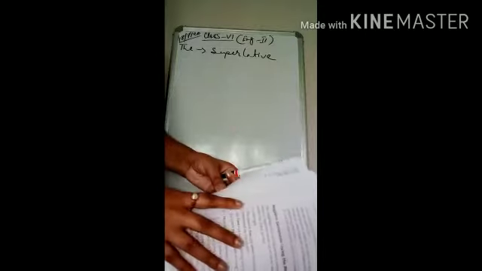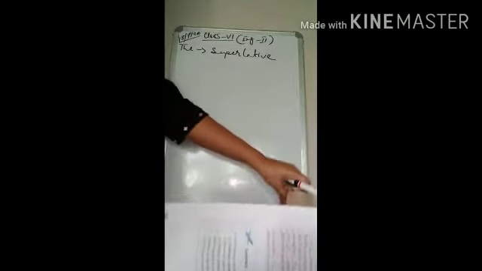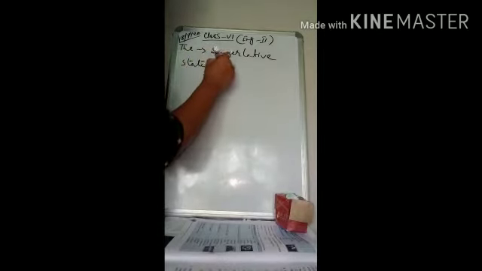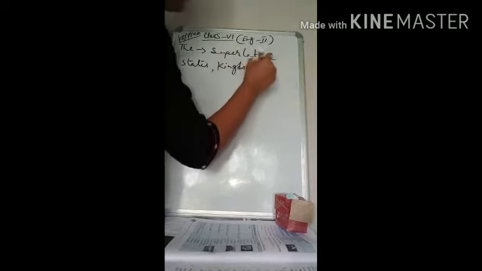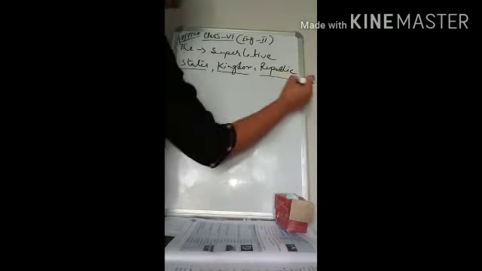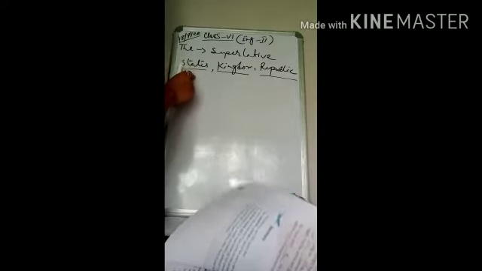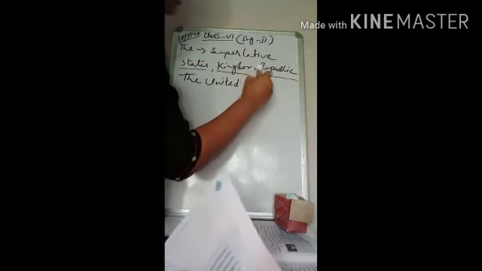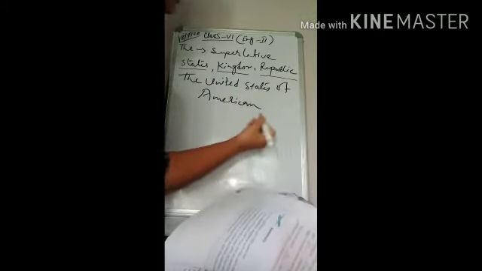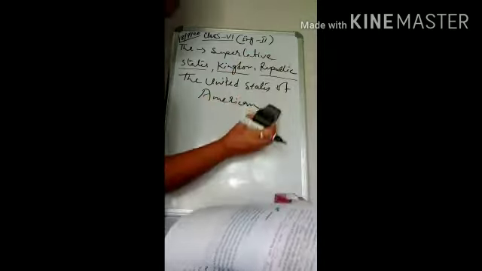Then before a country's name that has a common noun like states, kingdom or republic, these are common nouns. If these are in the name of a country, before that we use "the". For example, what is the country name where the common noun "states" is there? That will be the United States of America.